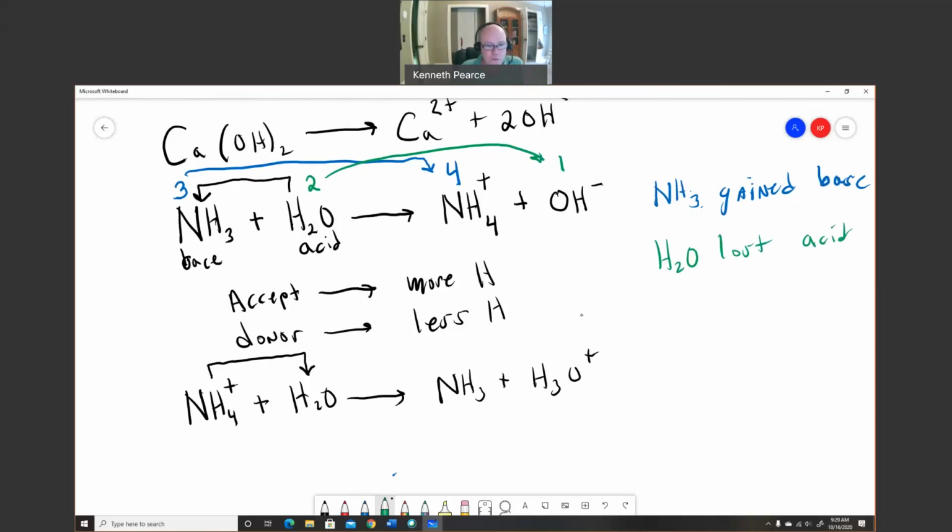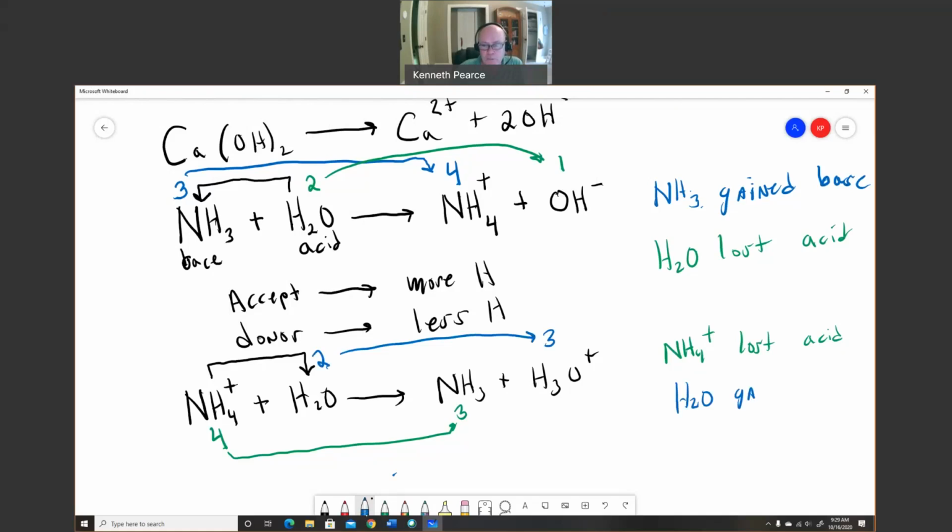And we look down here at the bottom. Similarly, we go from 4 on the NH4 to 3 on the NH3. And so what does that mean? That means we lost. And so NH4 plus, the ammonium ion, lost. And that makes it an acid. And then we look at the H2O and we say 2 on the H2O and 3 on the hydronium, H3O plus. And we say, well, the H2O gained. And so therefore, in this case, the H2O is a base.